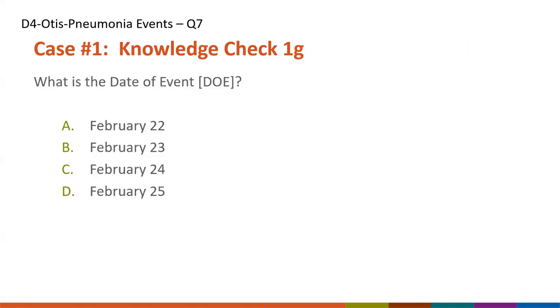Now let's check 1G. We're moving right along here. What is the date of event? Is it February 22nd, February 23rd, February 24th, or February 25th?